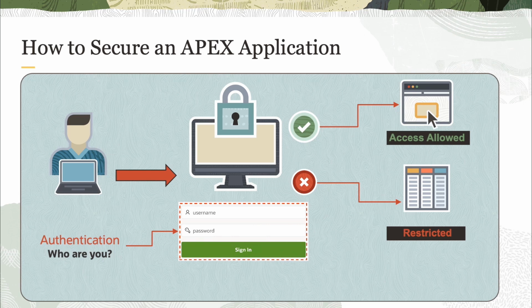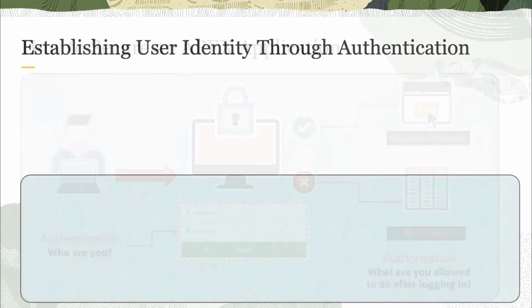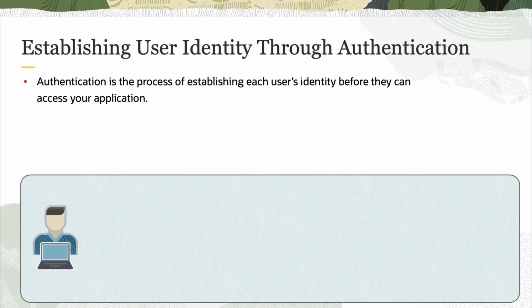After successfully logging into the application, the next question is, what is the logged in user allowed to do? Can the user get access to a page or a page component? Authorization covers this aspect of implementing security in an application. Authorization refers to restricting access to specific pages and components based on user privileges. Let us start with understanding what is authentication.